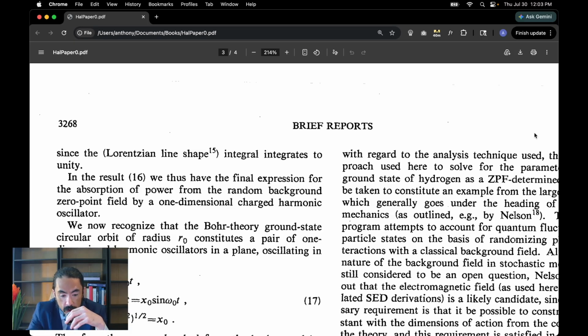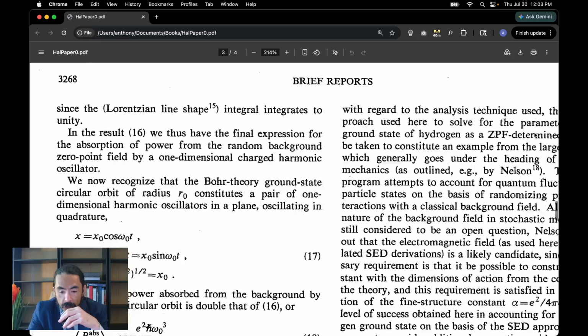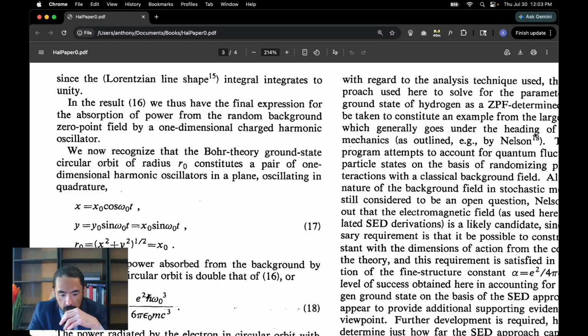So, in the result of equation 16, we thus have the final expression for the absorption of power from the random background zero-point field by a one-dimensional charged harmonic oscillator. We're almost done. We're basically at the eighth two-part step, which concludes the derivation. We now recognize that the Bohr theory ground state circular orbit of radius r₀ constitutes a pair of one-dimensional harmonic oscillators in a plane oscillating in quadrature.